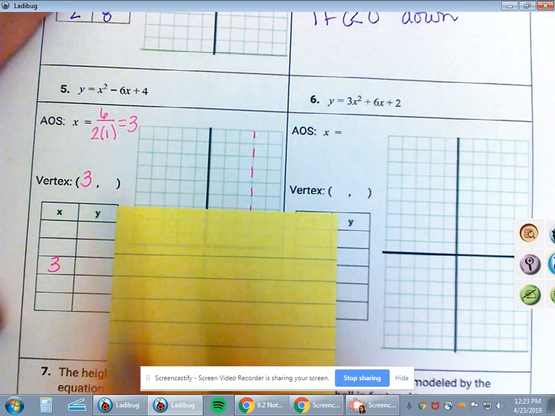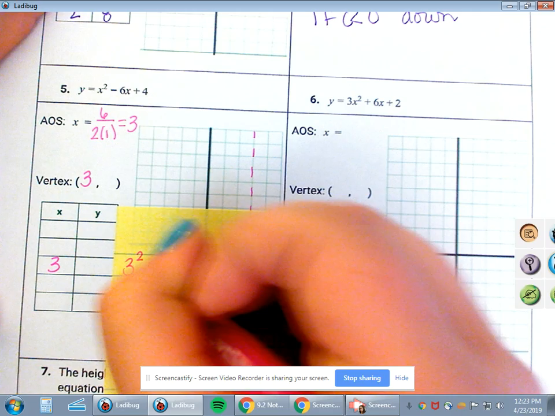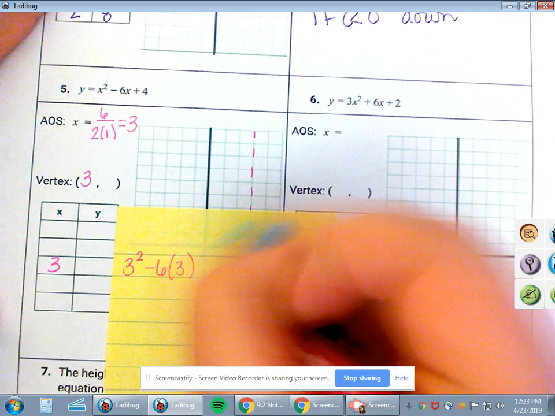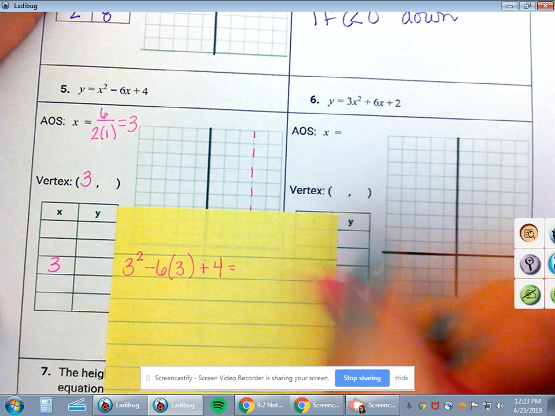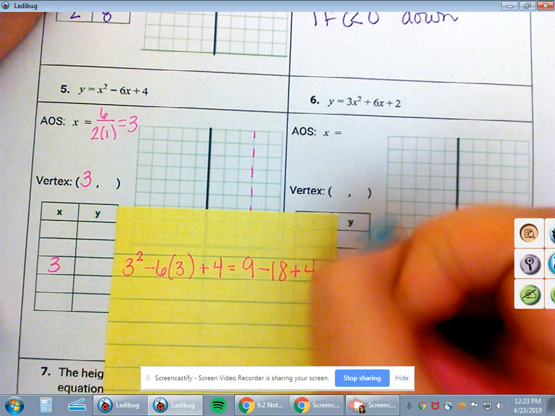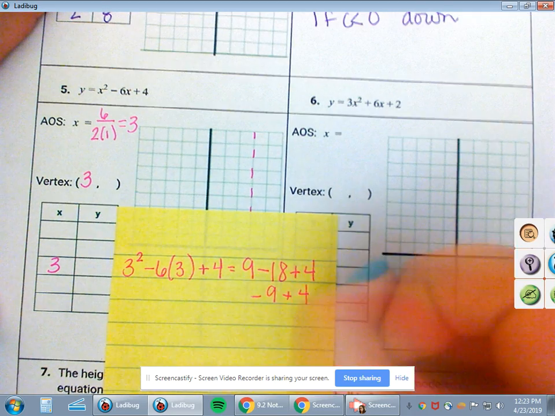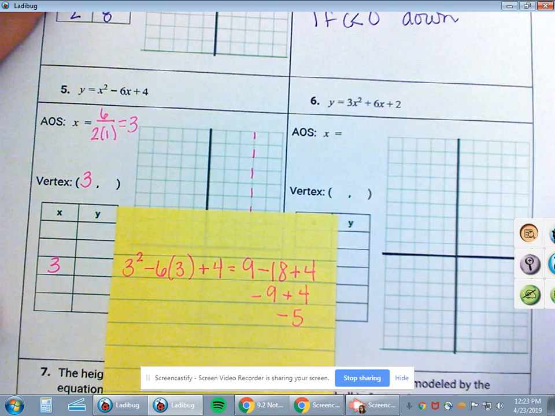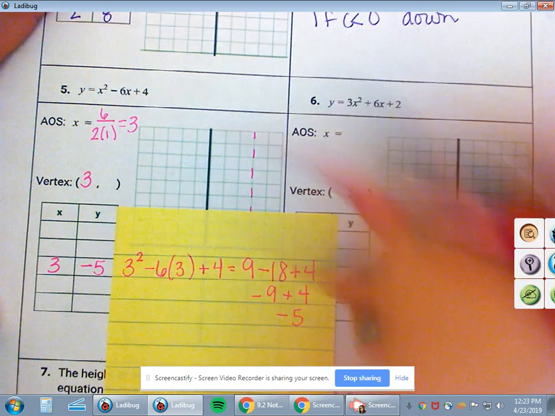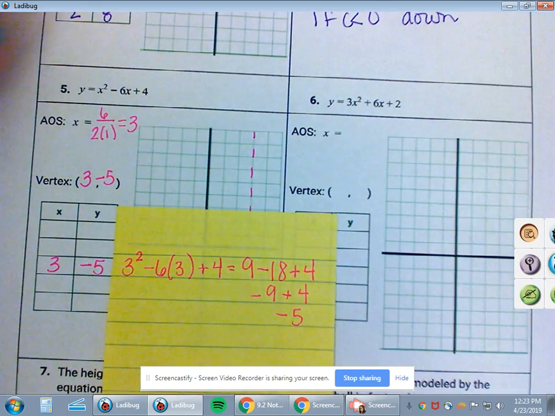There we go. For our 3, we've got 3 squared minus 6 times 3 plus 4. Okay, so we've got 9 minus 18 plus 4. 9 minus 18 is negative 9, plus 4 is negative 5. So there's my vertex at (3, -5).